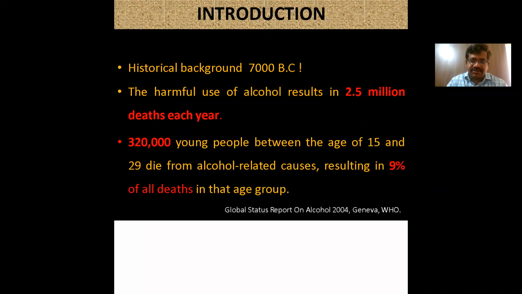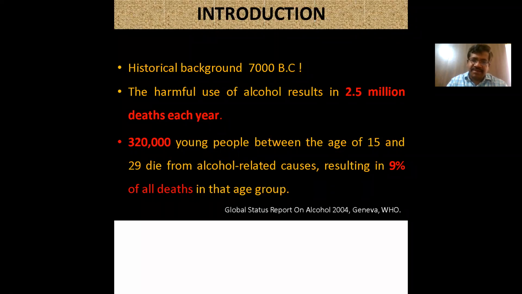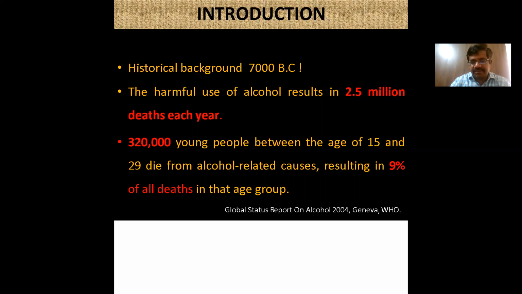Any scientific data says to avoid alcohol and smoking, which are injurious to health. Another part is that younger people are more affected. You can see that 320,000 young people between the ages of 15 and 29 died from alcohol-related causes. That is also alarming: 9% of all deaths in that age group are alcohol related, as reported by the WHO Global Status Report on Alcohol 2004.